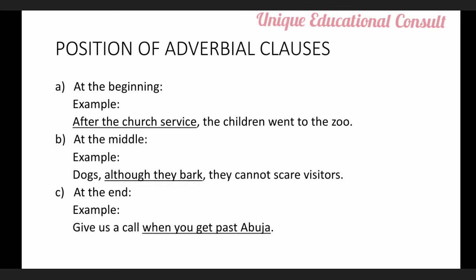And the last one is having an adverbial clause at the end of a sentence. This is when we have this sentence: give us a call when you get past Abuja. Give us a call when you get past Abuja. That is a pure sentence. And you can easily say, give us a call. That is also a complete sentence on its own. But in order to have additional information, we have the subordinate or dependent clause combined with it. I hope this is clear as well. Now let's go to the next stage.